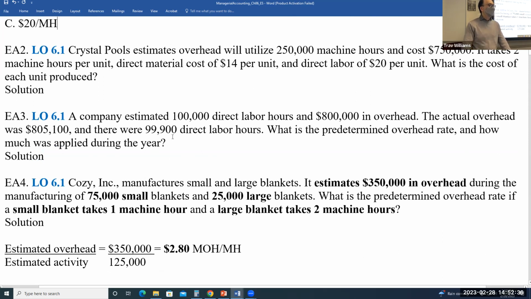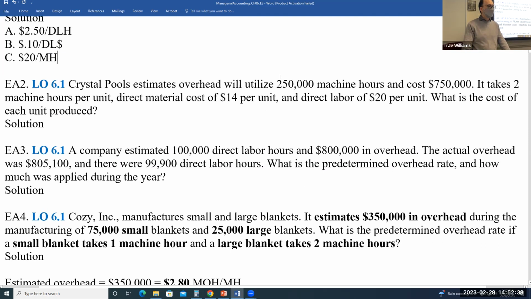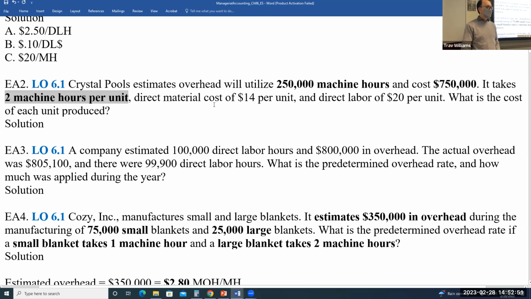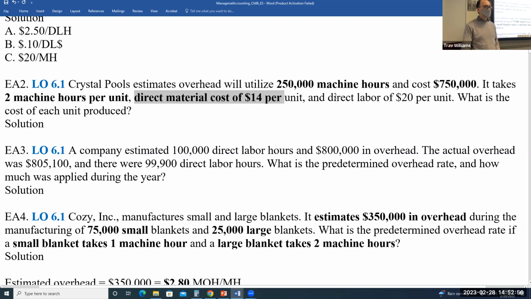Exercise number 2. Estimated overhead has 250,000 machine hours, $750,000 in overhead costs. It takes 2 machine hours per unit. And we have direct material costs, $14 per unit.